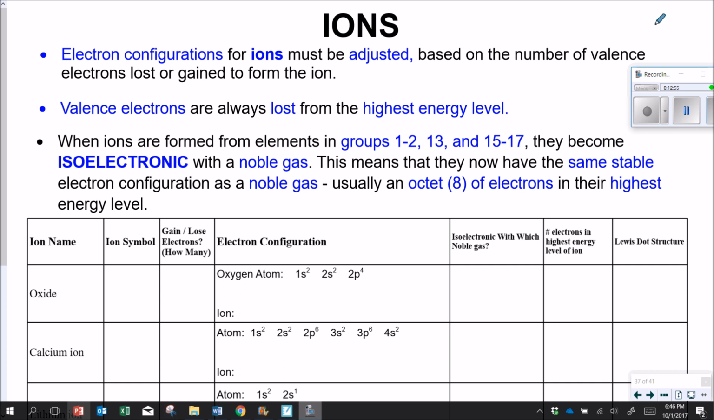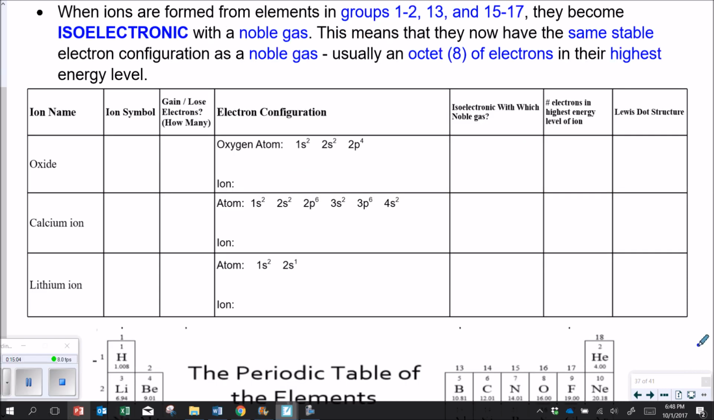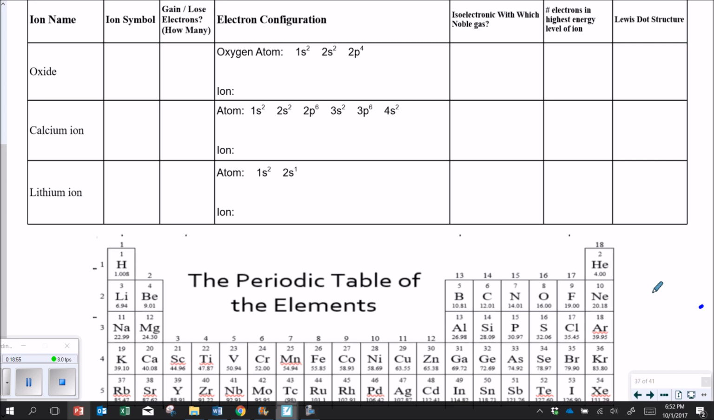Electron configurations for ions must be adjusted based on the number of valence electrons lost or gained to form the ion. Valence electrons are always lost from the highest energy level. When ions are formed from elements in groups 1 and 2, 13, and 15 through 17, they become isoelectronic with a noble gas. This means that they now have the same stable electron configuration as a noble gas, usually an octet of electrons in their highest energy level. Remember that the pattern for the charges for ions on the periodic table goes +1, +2, +3, -3, -2, -1.